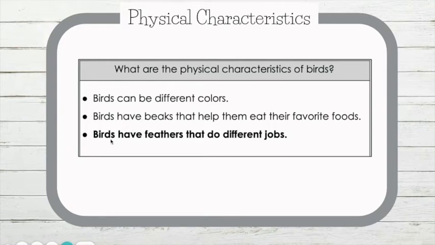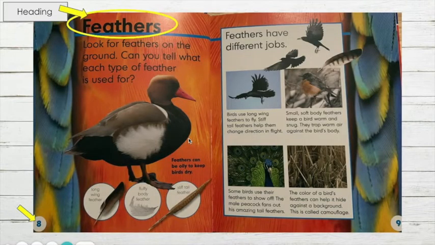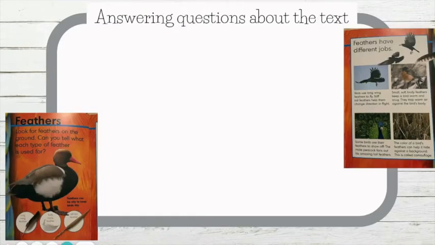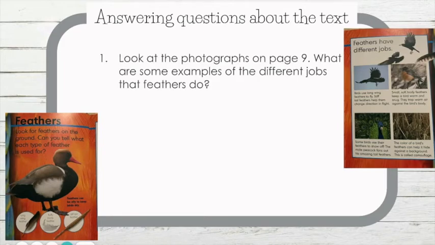Now, we were able to have this new learning because of this text. This text gave us so much information by giving us those text features that better helped us to understand. Now, I'm wondering if you can help me answer some questions about our text. Our first question says, look at the photographs on page 9. What are some examples of the different jobs that feathers do? Here's page 9 as a reminder. Now, you've already said some of the things, but can you quickly list off some of the different jobs that the feathers do?